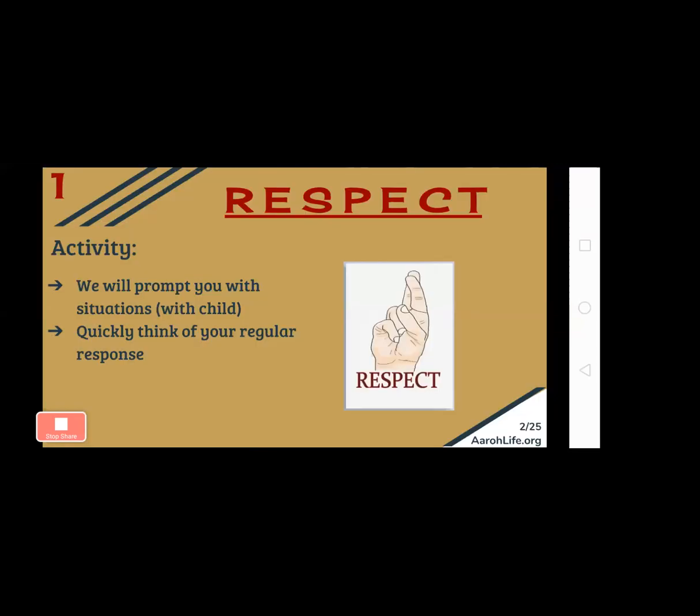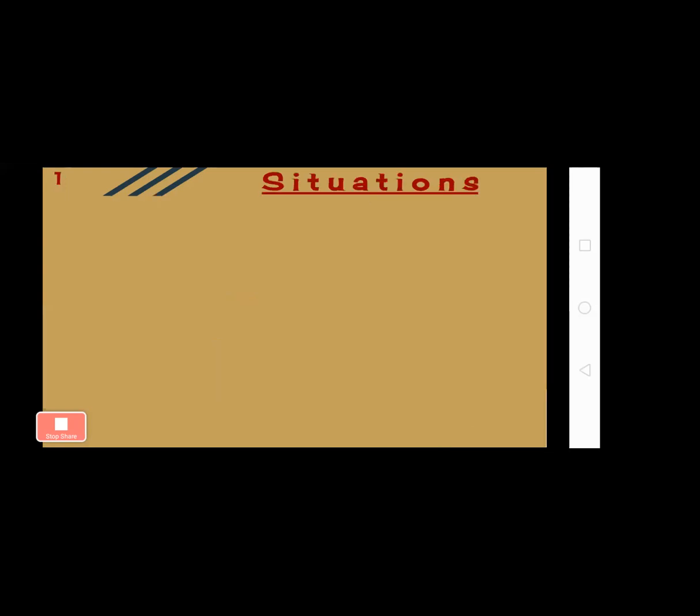So what you have to do is that I'll prompt you with a situation, and quickly think of whatever is your regular response and type it in the chat window. And here I go. Your 2-year-old is spilling the food while eating. What will be your response? Type in the chat window.